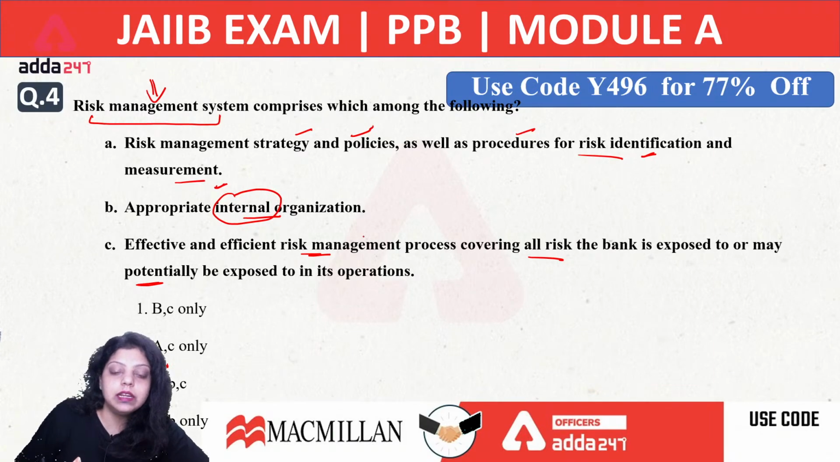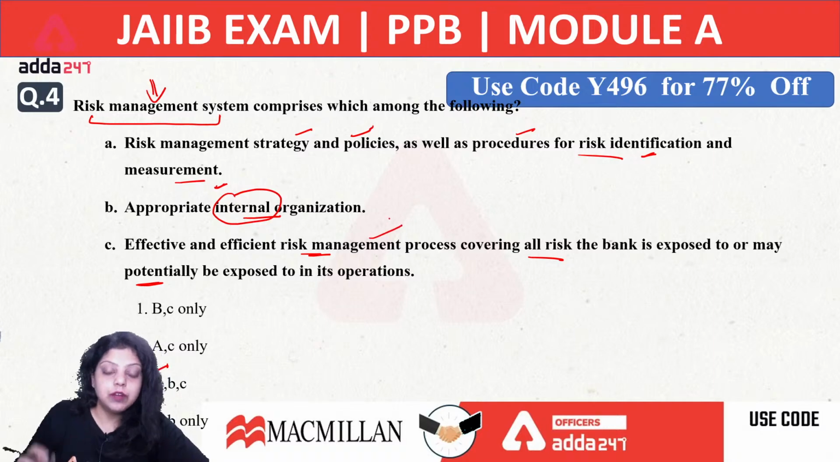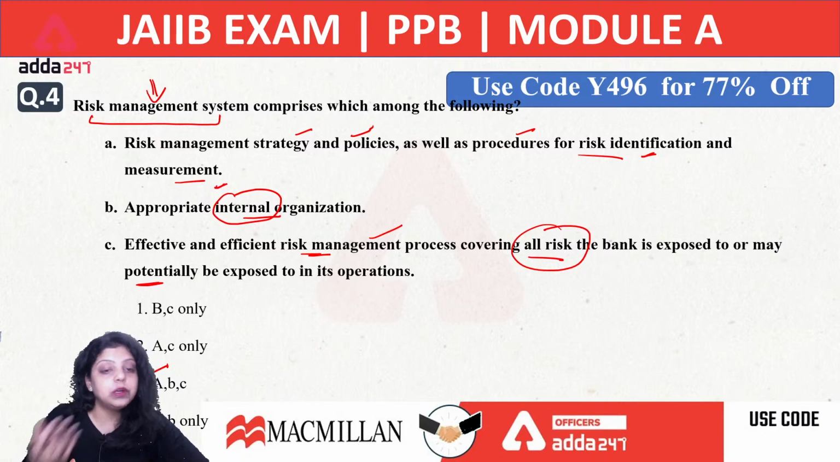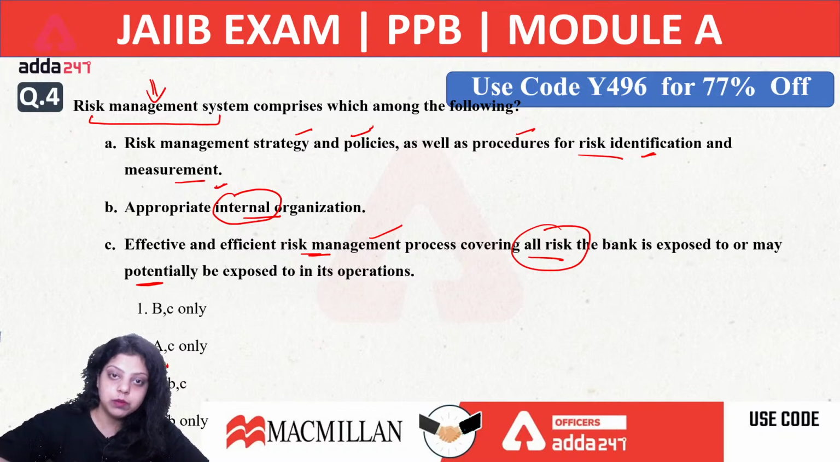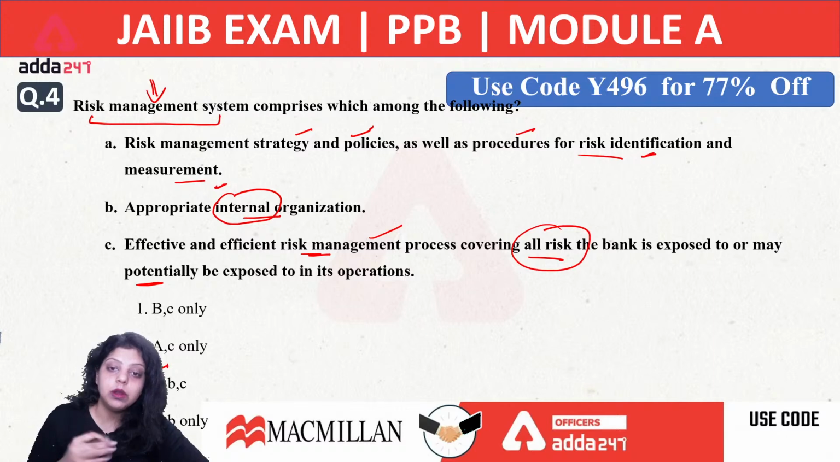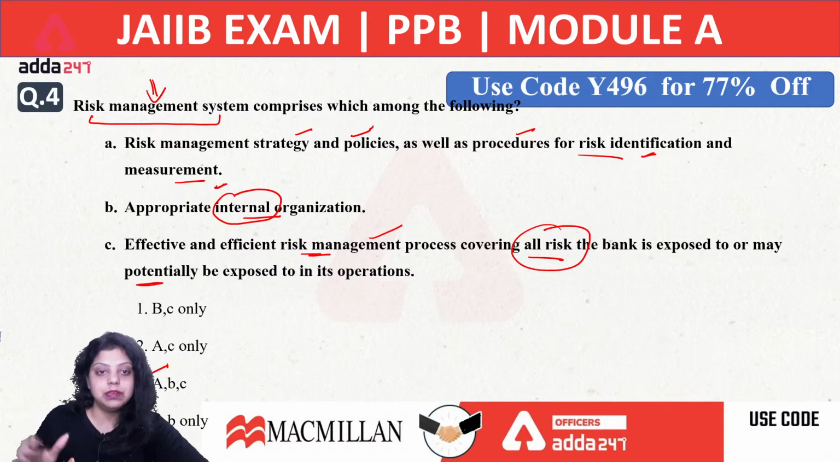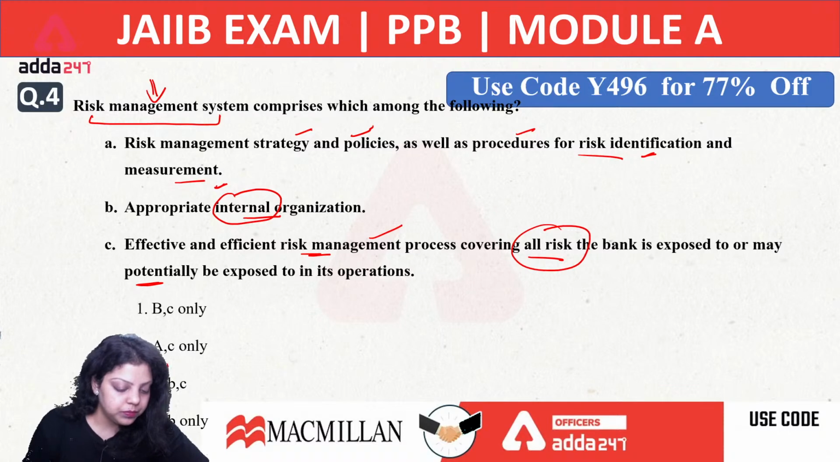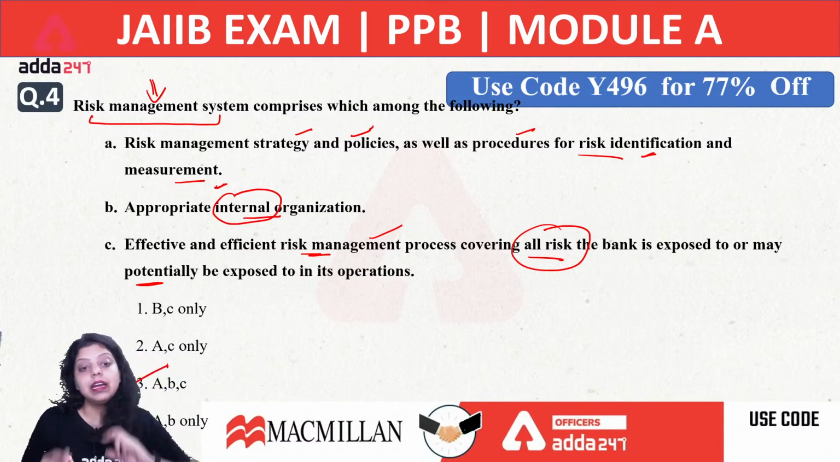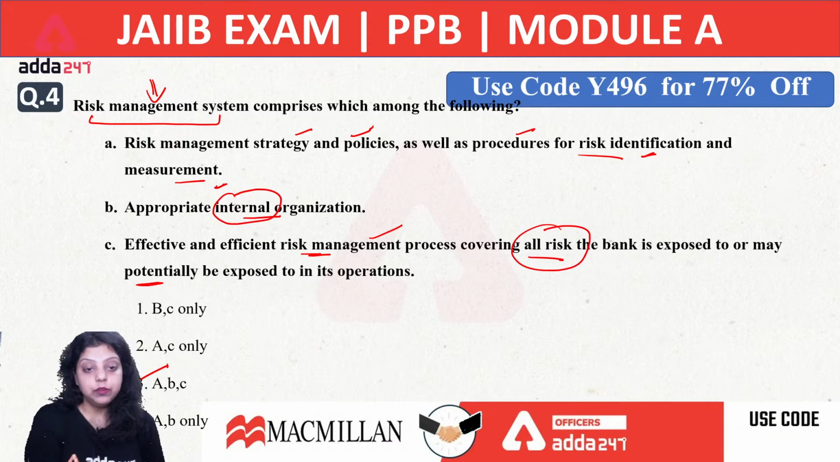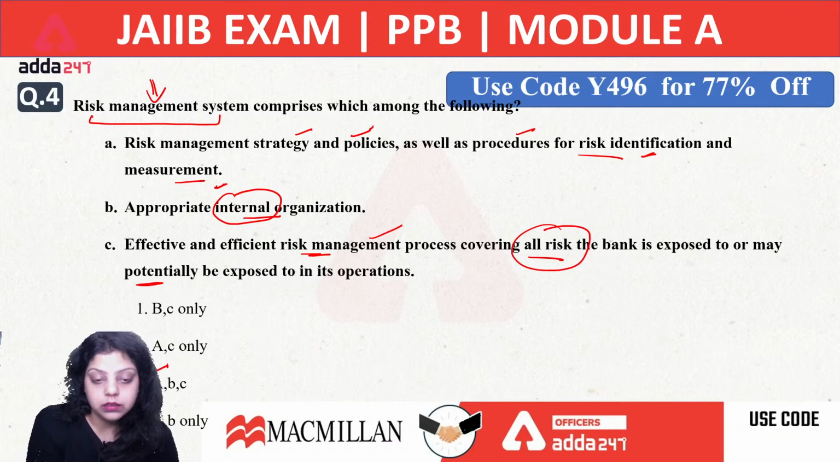After that, effective and efficient management process covering all types of risk which can be exposed to the bank or potentially can be exposed to the bank. So we have to maintain a certain kind of risk management procedure or process or strategy or techniques in which we are capable of managing all types of risk which are exposed to the bank. So right answer will be C. It means third option, that is A, B, C, all are correct. Now let me know what types of risk are exposed to the bank. What are the different types of risk which can be exposed to the bank?